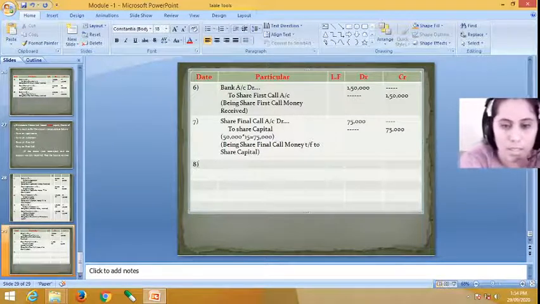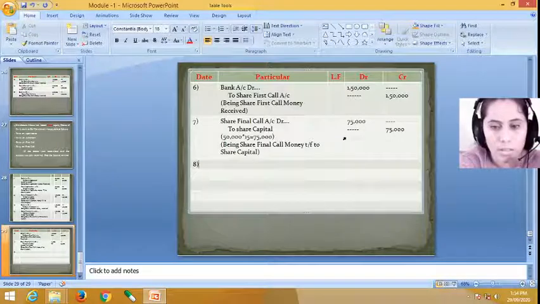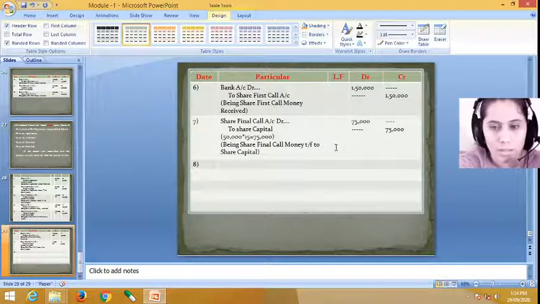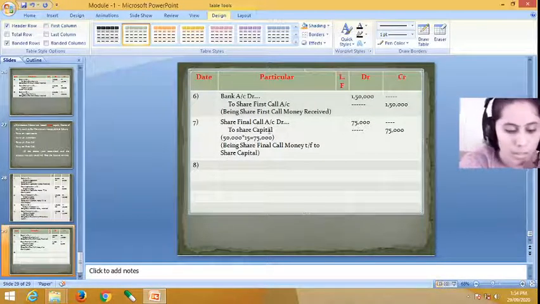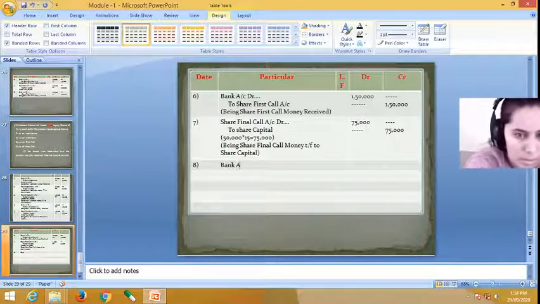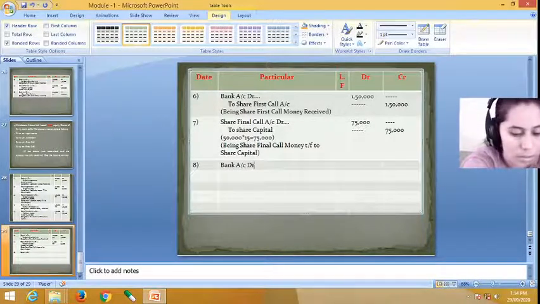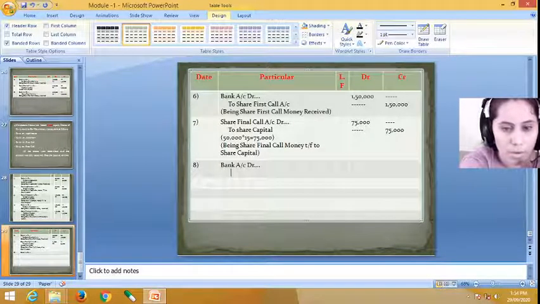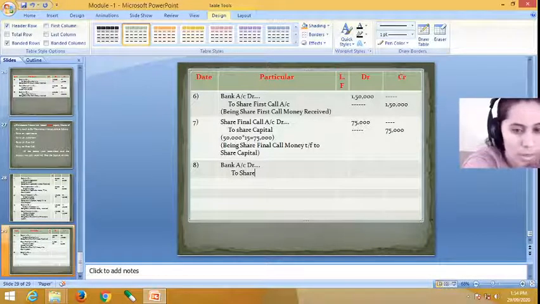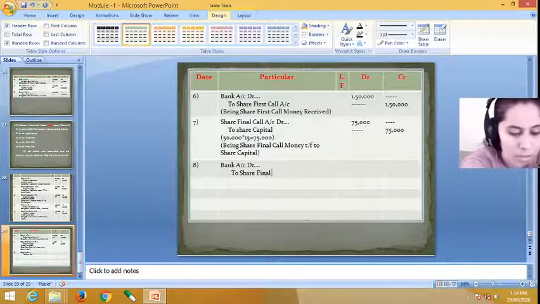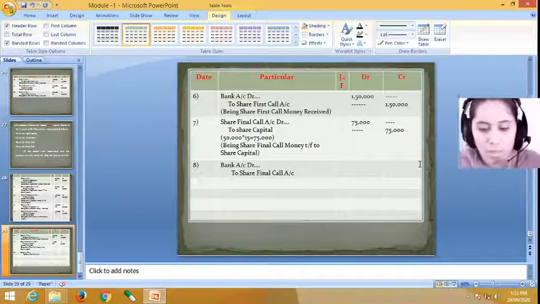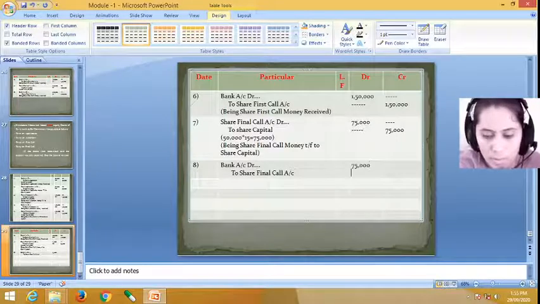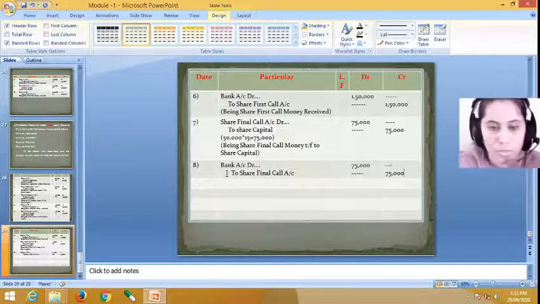The 8th entry, the last entry, is the receiving of the share final call money. So what is the receiving entry? Bank account debit to share final call account. The amount is the same, 75,000. Debit 75,000, credit 75,000.